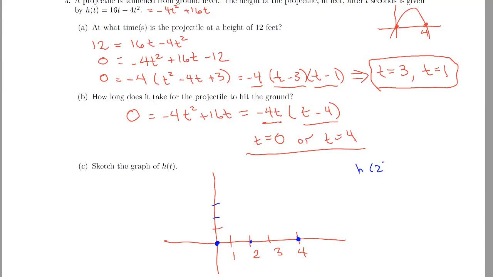H of 2 is equal to 16 times 2 minus 4 times 2 squared, which is equal to 32 minus 16, which is 16. 4, 8, 12, 16. So there's my parabola. That's the graph of h of t.